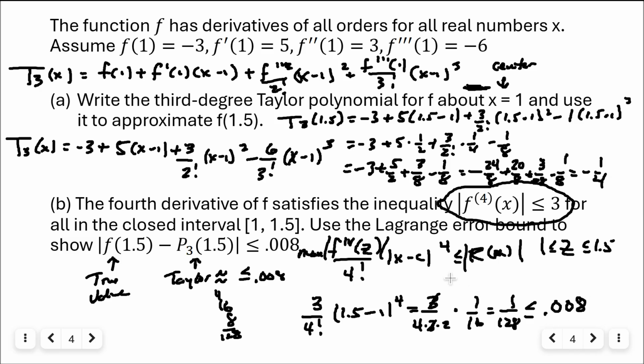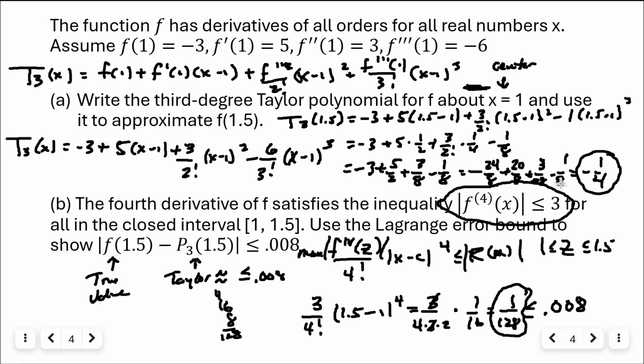All right, so look, what I want you to understand is this. The answer we got here is 1 over 128. This is the maximum error that you can have between this value and the true value if I were to plug 1.5 into f, whatever it is.